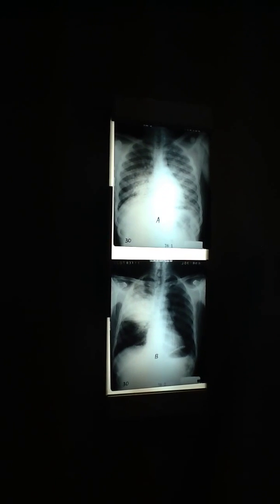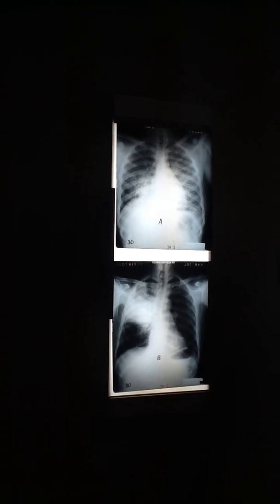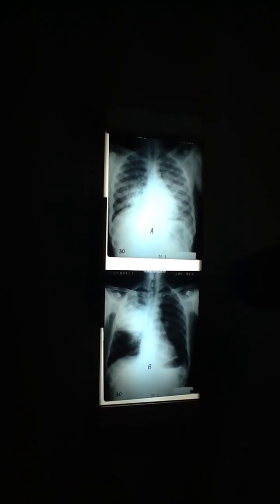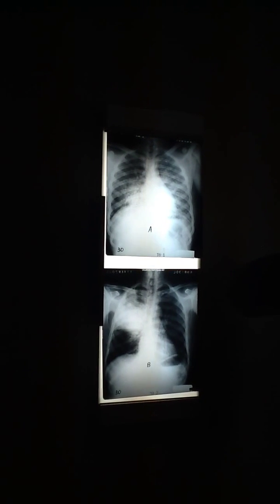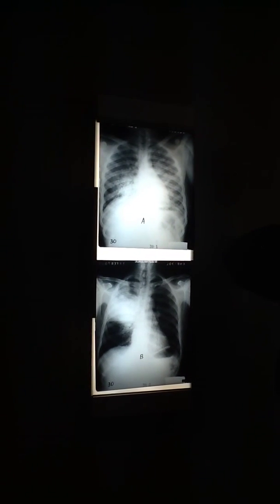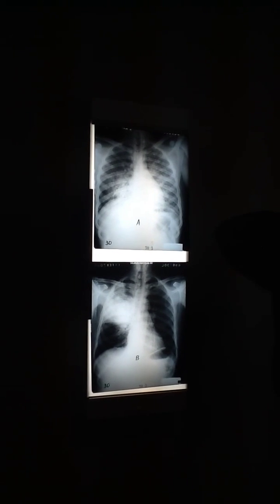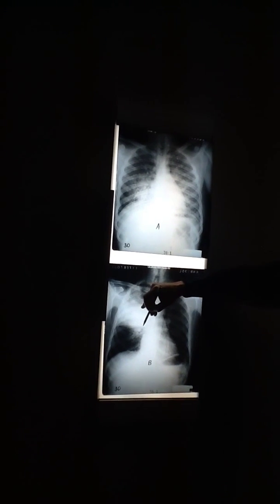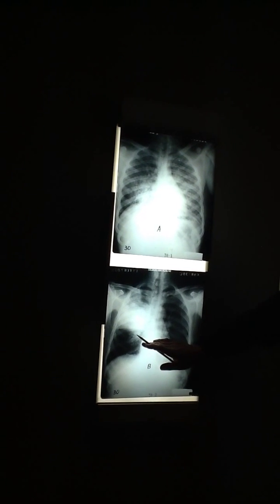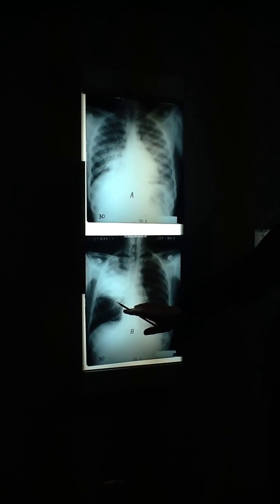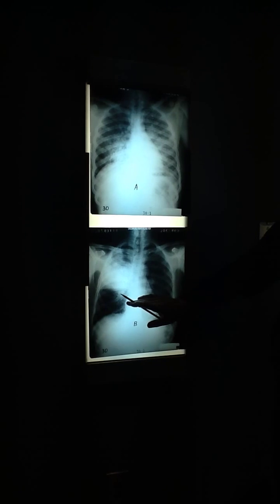If you've got water density on both sides of the fissure, it's a silhouette sign. But when it's behind it, no silhouette, because this is not a silhouette sign. This is a silhouette sign. This isn't. So if we can see the fissure all the way over here, we know this is not in the middle lobe. This is not number 5. It has to either be in 7 or 10.